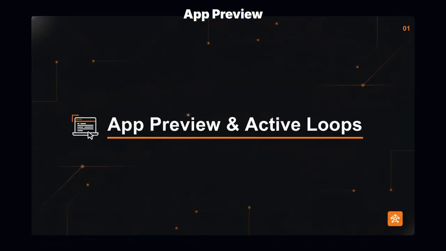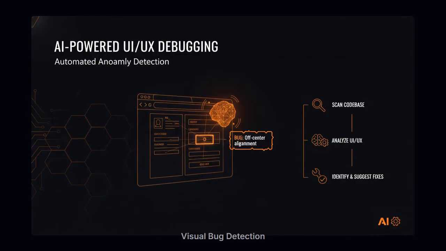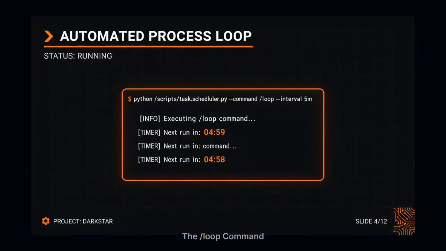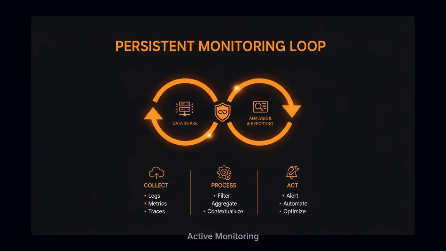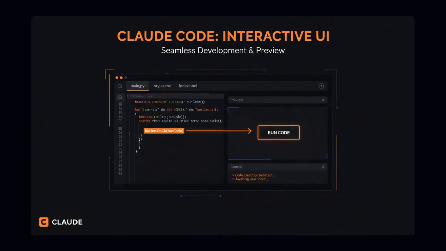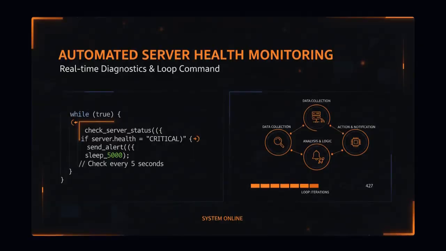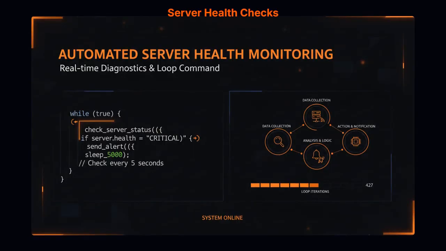Visual development gets a massive boost with App Preview, available exclusively on the Claude Code desktop app. This gives Claude the ability to visually see your running web application through a built-in panel. It can independently click elements, trigger hover states, read console errors, and identify bugs without you having to manually point them out. For continuous monitoring, the new /loop command acts as a recurring alarm.